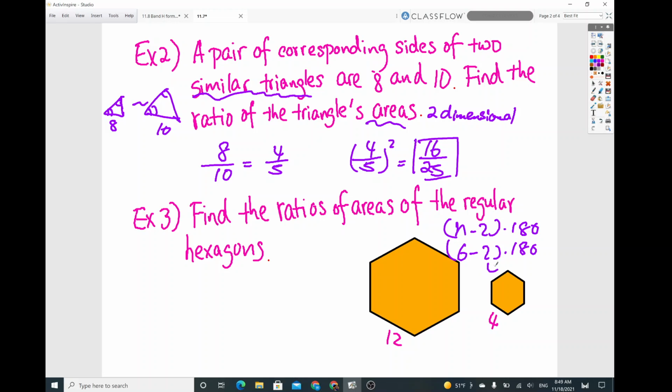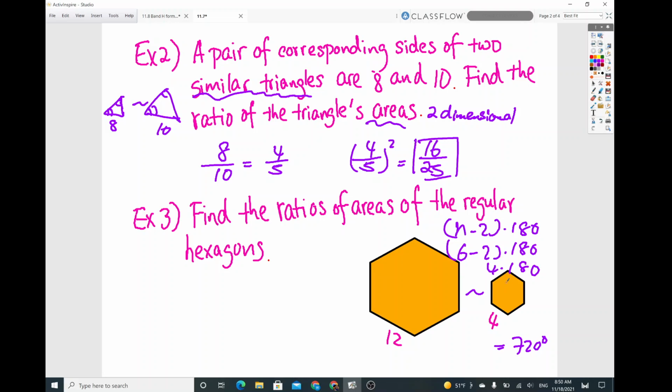So 4 times 180, which is 720. So the measure of all the interior angles is always 720. 4 times 8, 32. 1 times 4, 4, plus 3, 7. So 720 degrees. That means these two hexagons have got to be similar.